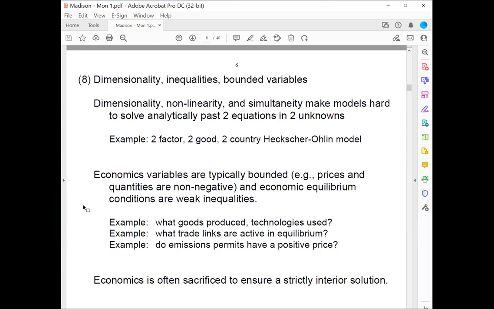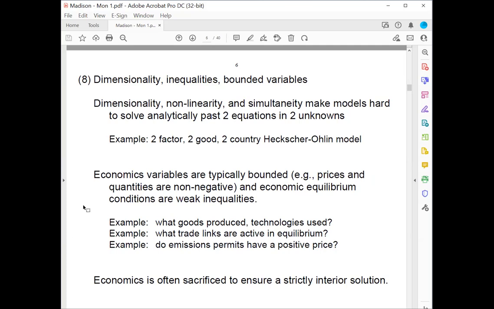So just a little bit more pep talk about why I'm doing the things I'm doing this morning. I'll call that dimensionality, inequalities, and bounded variables. Dimensionality, big numbers of equations and unknowns, and nonlinearity and simultaneity make models hard to solve analytically past very, very small models. So someone who insists on analytical methods, the key thing is, get the model down to 2 equations and 2 unknowns, and then maybe you can solve it explicitly.